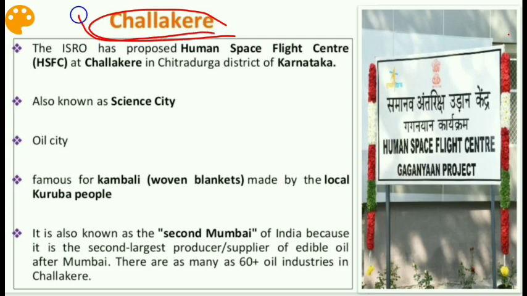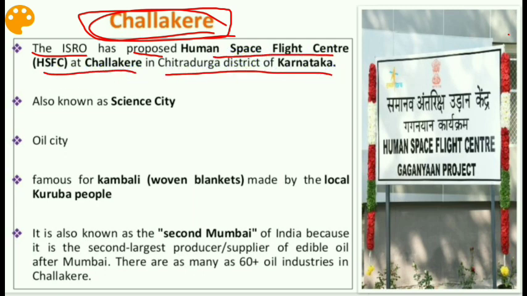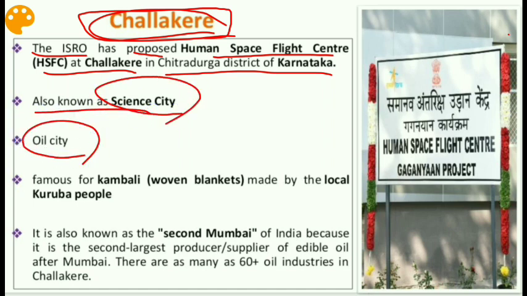Sorry if I am pronouncing wrong. So the ISRO has proposed a Human Space Flight Center at Challakere in Chitradurga district of Karnataka. It is also known as a science city and also known as oil city. It is famous for kambali, that is woven blankets made by the local Kuruba people. So let's understand about Kuruba people.